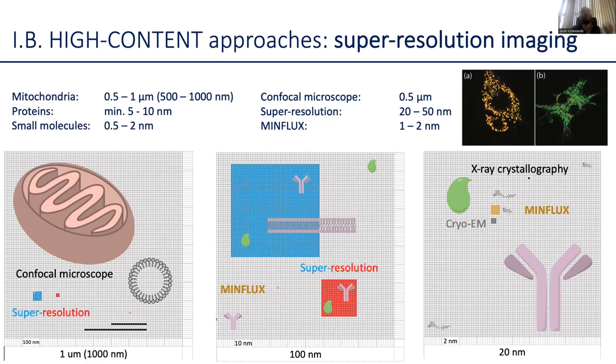So we have a probe A and probe B studying each a different target. One is colored red, one is colored green. And then we see that both of them are present in the pixel of the size of 500 nanometers in confocal microscopy, and we then say they are colocalized. But that is really not true.